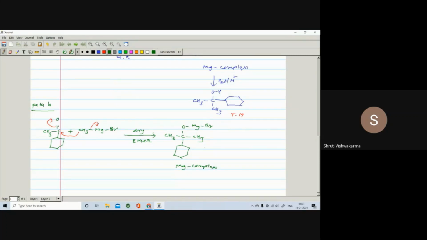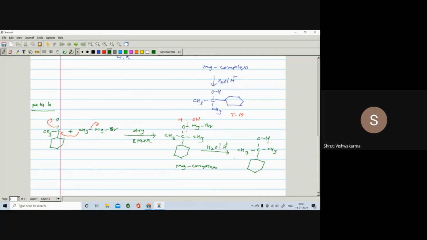This magnesium complex further undergoes hydrolysis in the presence of acid. So there is addition of water, addition of H, addition of OH. You can get CH3, C, CH3. This is your cyclohexyl ring, and here is the OH. So in this way you have carried out disconnection of alcohol.